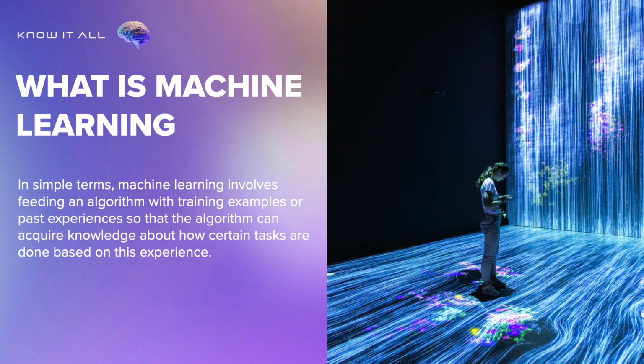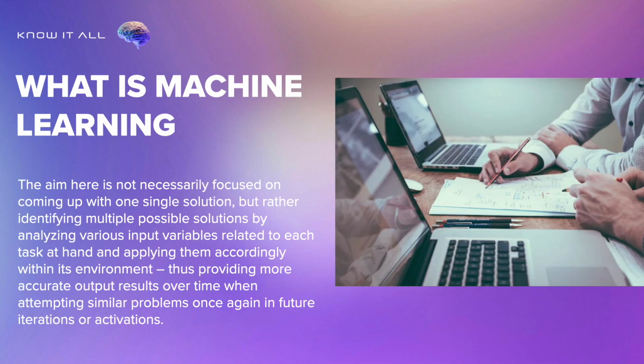In simple terms, machine learning involves feeding an algorithm with training examples or past experiences, so that the algorithm can acquire knowledge about how certain tasks are done based on this experience. The aim here is not necessarily focused on coming up with one single solution, but rather identifying multiple possible solutions by analyzing various input variables related to each task at hand and applying them accordingly within its environment, thus providing more accurate output results over time when attempting similar problems once again in future iterations or activations.